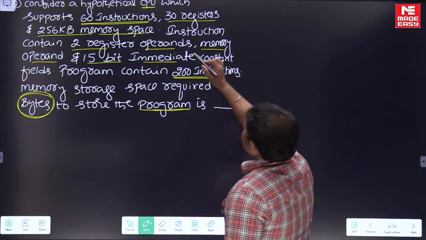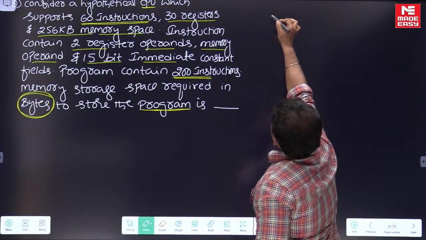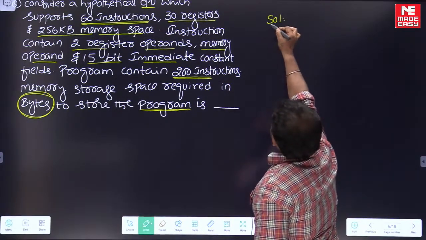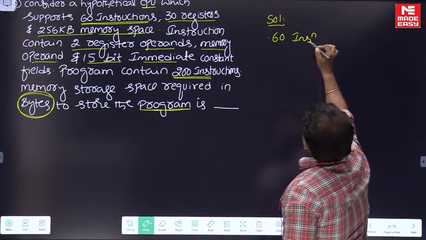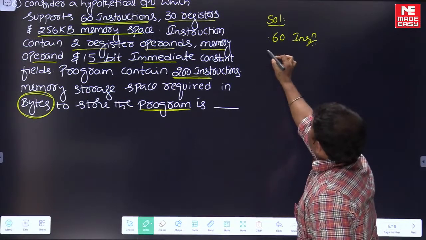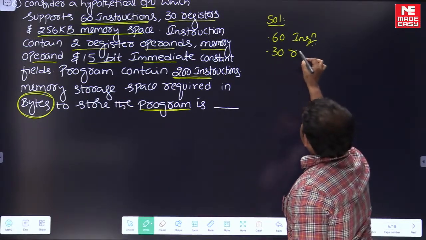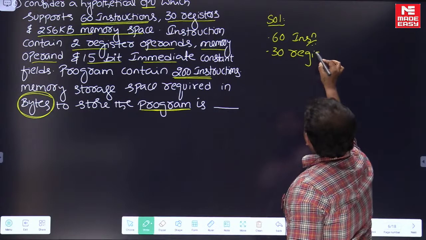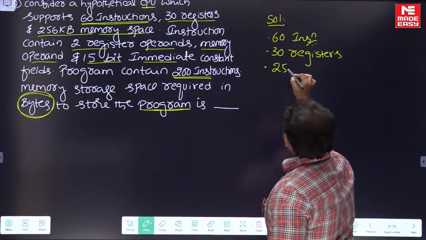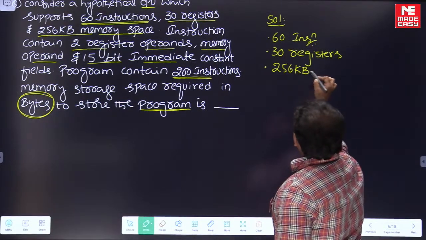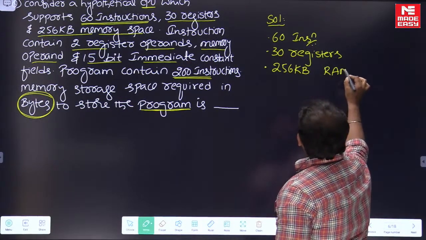Solution is, in the system 60 instructions are there, and 30 registers are given. Then memory is 256 KB main memory. Main memory is a RAM.